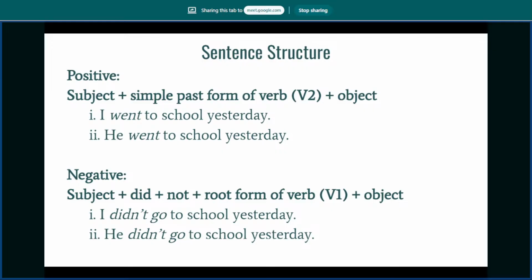ठीक है? एंड डू का V3 फॉर्म हो जाता है डन. बट डन एज एन ऑक्सिलरी वर्ब हम उसको यूज नहीं करते हैं. उसको हम मेन वर्ब की तरह ही यूज करते हैं. ठीक है? बट डिड ये वर्ड एज ऑक्सिलरी वर्ब यहाँ पर यूज होता है. तो यहाँ पर हम अगर डिड यूज कर रहे हैं विच इज ऑलरेडी इन V2 फॉर्म, जो हमारा मेन वर्ब है वो एज इट इज फॉर्म में रहेगा. उसको हम चेंज नहीं करेंगे.